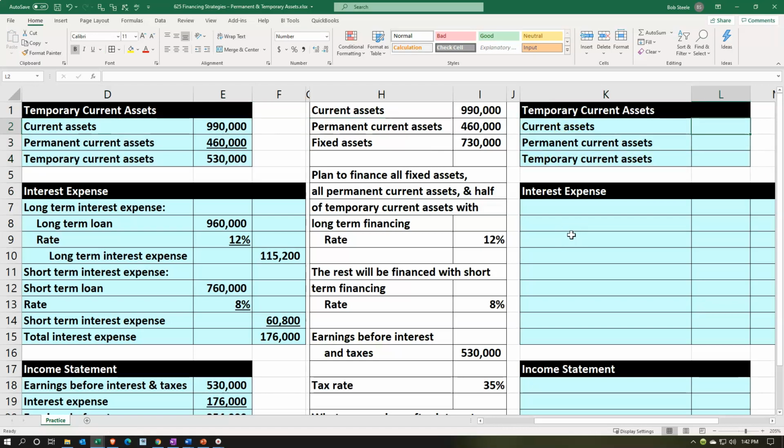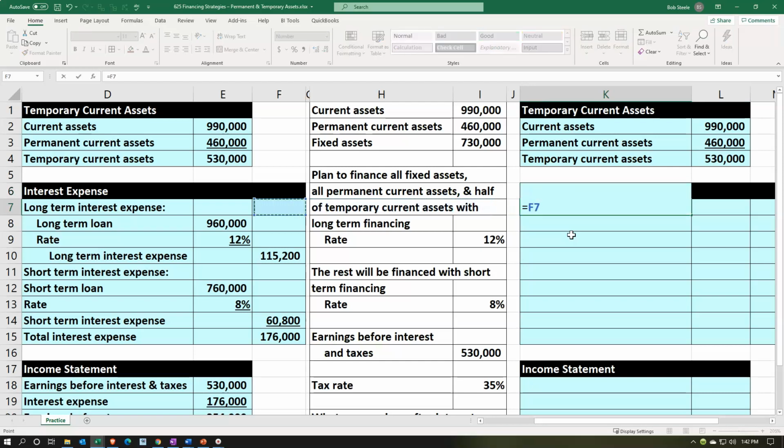So we're going to be picking that up. Then we're going to say that the current assets, this is just going to be the same calculation, are the 990. The permanent current assets are still the 460. Subtracting those out, the 990 minus the 460 is once again the 530. Then we're going to do the same thing down here for the interest calculation.